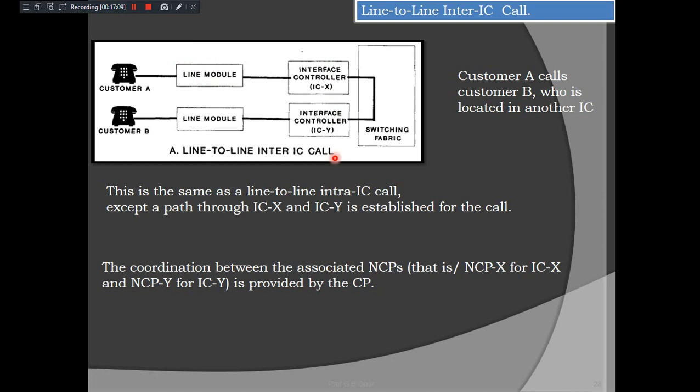If the received digits are valid, then the next step is to find out the shortest path between the switching to these two parts. Okay, they will go for the next call establishment. Otherwise, a warning tone will be sent to the customer, whether it may be a wrong number or whatever. Next, after receiving the digits, the destination customer is checked whether it is free or busy.